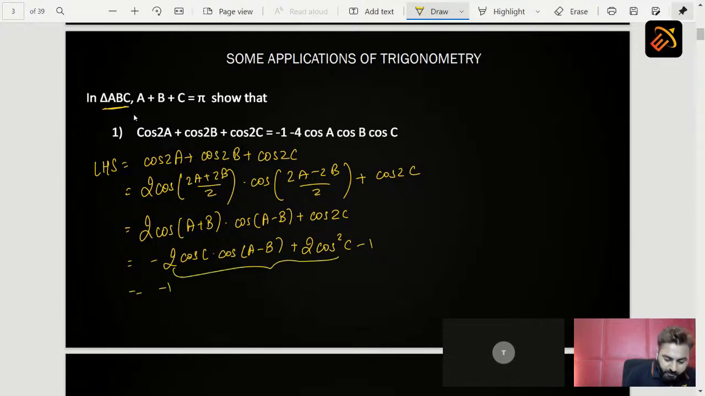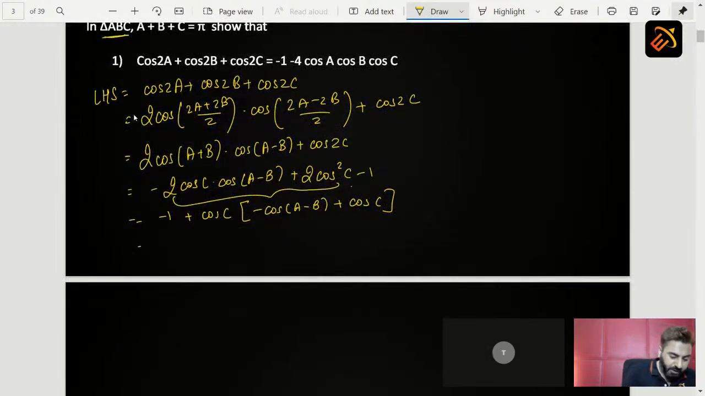Now, from these two terms, let's take cos C common. So when we take cos C common, we get minus of cos (A minus B) plus cos C. But what is cos C? It is minus of cos (A plus B). So here we get minus 1 minus cos C into, we get cos of (A plus B) plus cos of (A minus B).